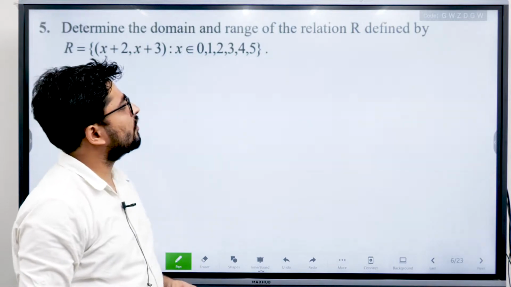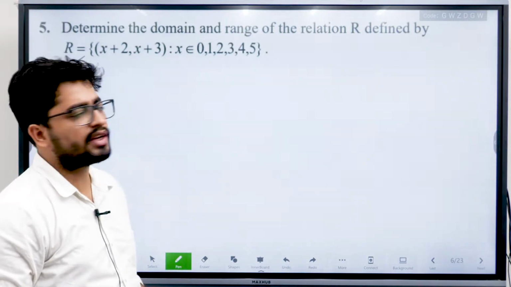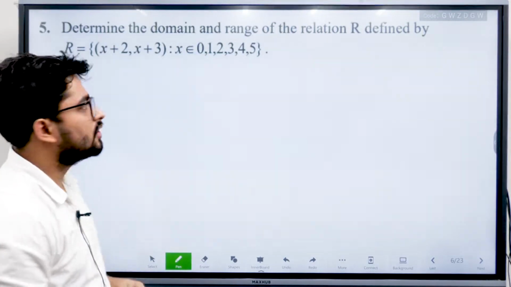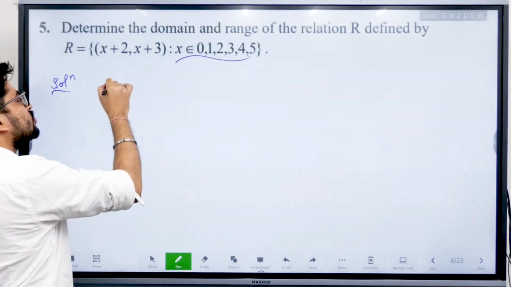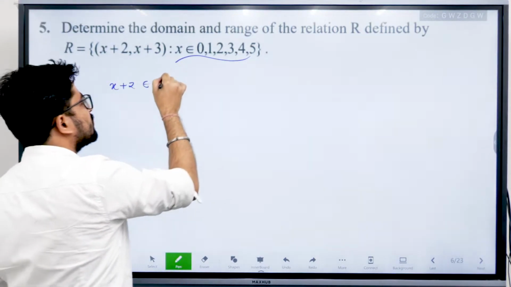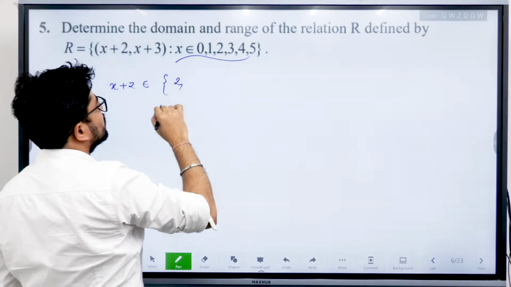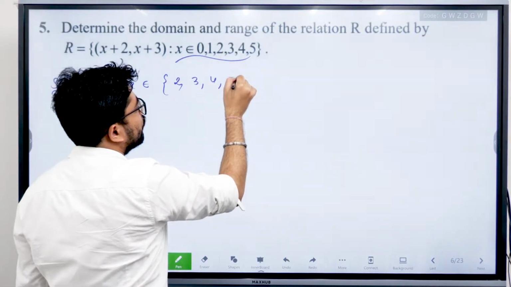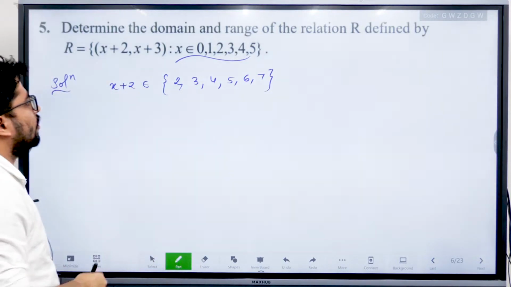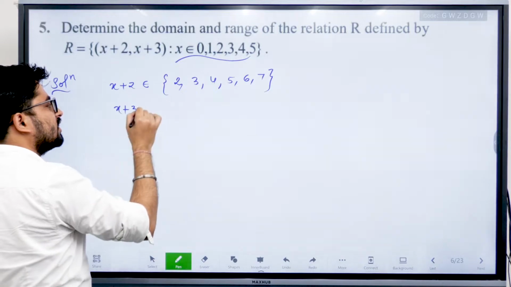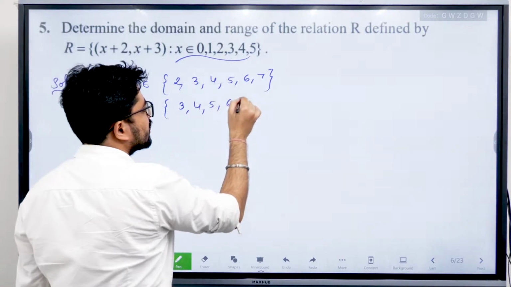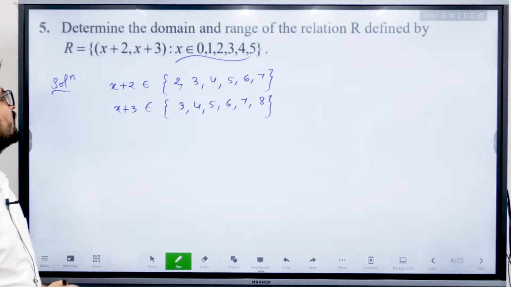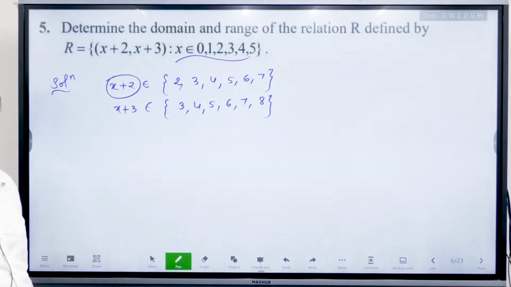Next question is, you have to find the domain and range of the relation defined by this. So x is 0, 1, 2, 3, 4 and 5. All the possible values of x + 2 are: if x is 0 then it's 2, then 3, 4, 5, 6 and 7. And all the possible values of x + 3 are 3, 4, 5, 6, 7 and 8. So this is the domain, and x + 3 is the range for my relation.